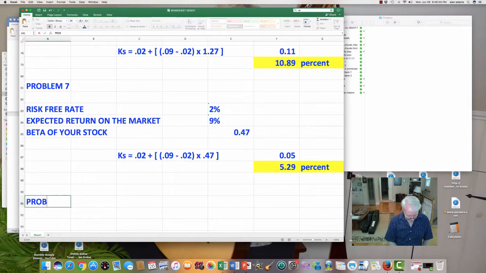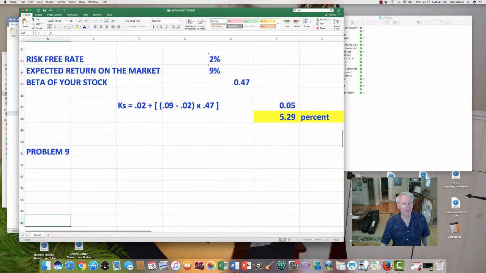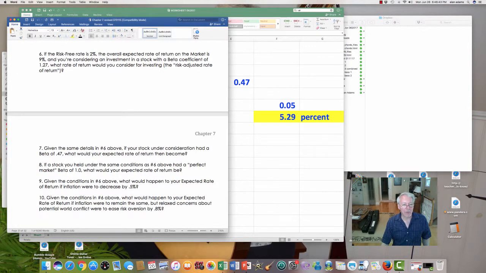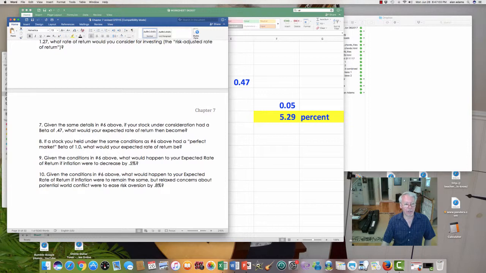Next, we'll do problem number 9, I think I asked you to do. If you took it on yourself to try problem number 8: problem number 8 said the stock, under the same conditions as number 6, has a perfect market beta of 1. What would the expected rate of return be? It's going to be exactly the same as the market. If your stock is doing exactly what the market's doing, then the math will give you 9%. It's got to. I consider that very obvious, and therefore I didn't ask you to do number 8, but give it some thought.